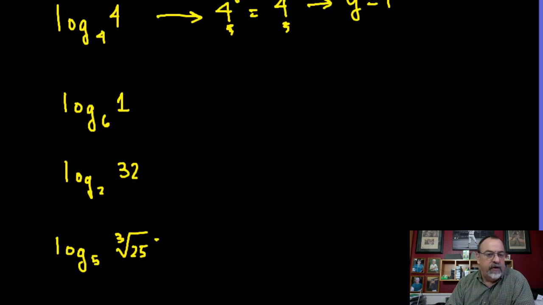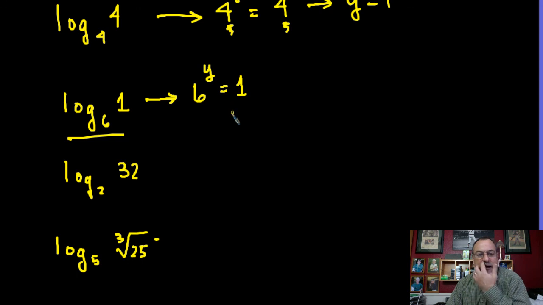All right, so here I have, let's evaluate this one here. So again, we change it to exponential first. So what is the exponent of 6 that will give me 1? So again, I need to have the same bases. Now, how do I change 1 into a base 6? I need to have 6, but I need it to be equivalent to 1. So 6 to what power is 1?